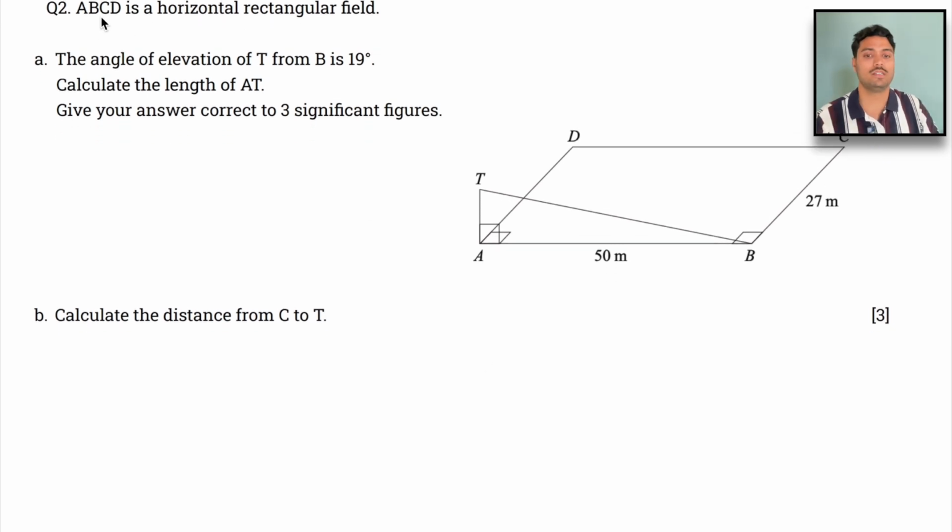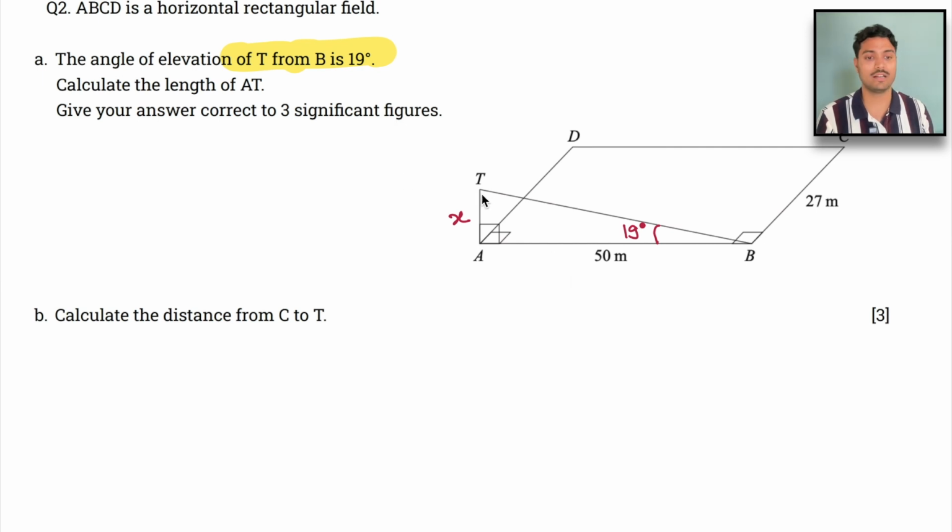Question 2. It says ABCD is a horizontal rectangular field. The angle of elevation of T from B is 19 degrees. That means this angle is 19 degrees. It says calculate the length of AT. So we have to find AT. Let's say AT is X. Give your answer correct to three significant figures.